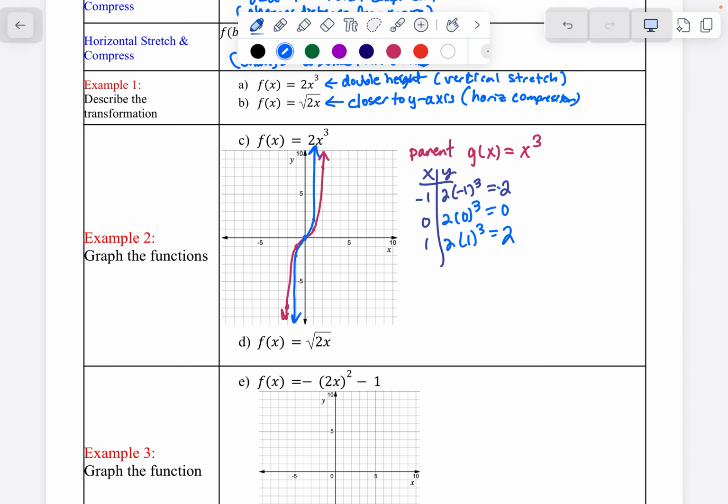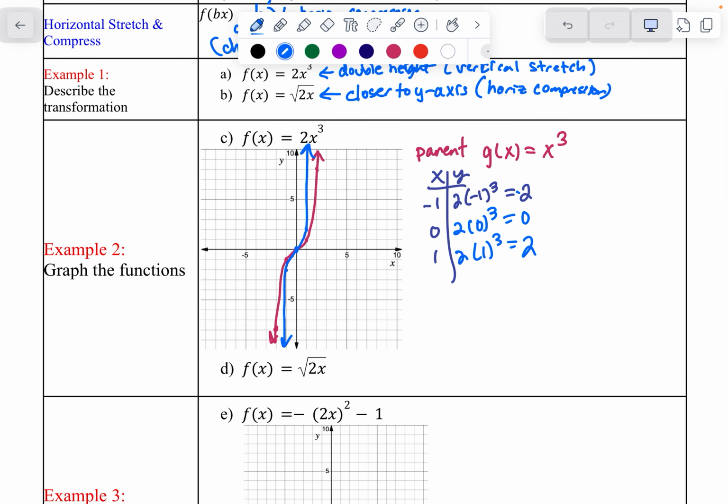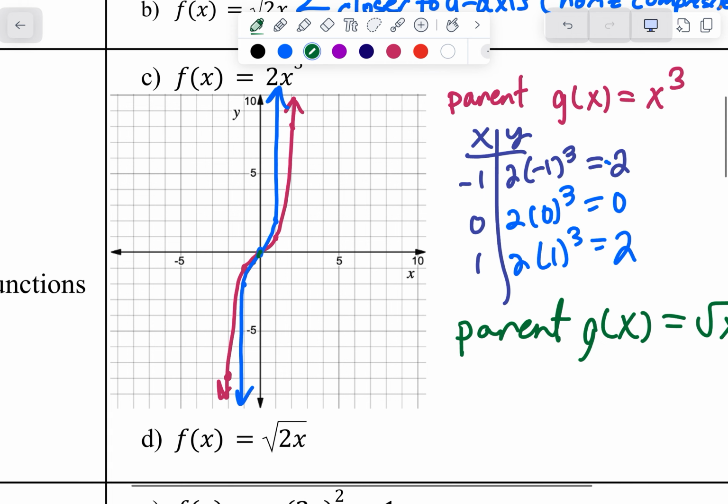Now let's draw d, which is the square root of 2x. So let's make the square root function, and I'm just going to graph it on here. The parent, let's call that just the normal square root. Now the normal square root is (0, 0), (1, 1), (4, 2). Those 3 are good. Okay, so that's the normal parent.